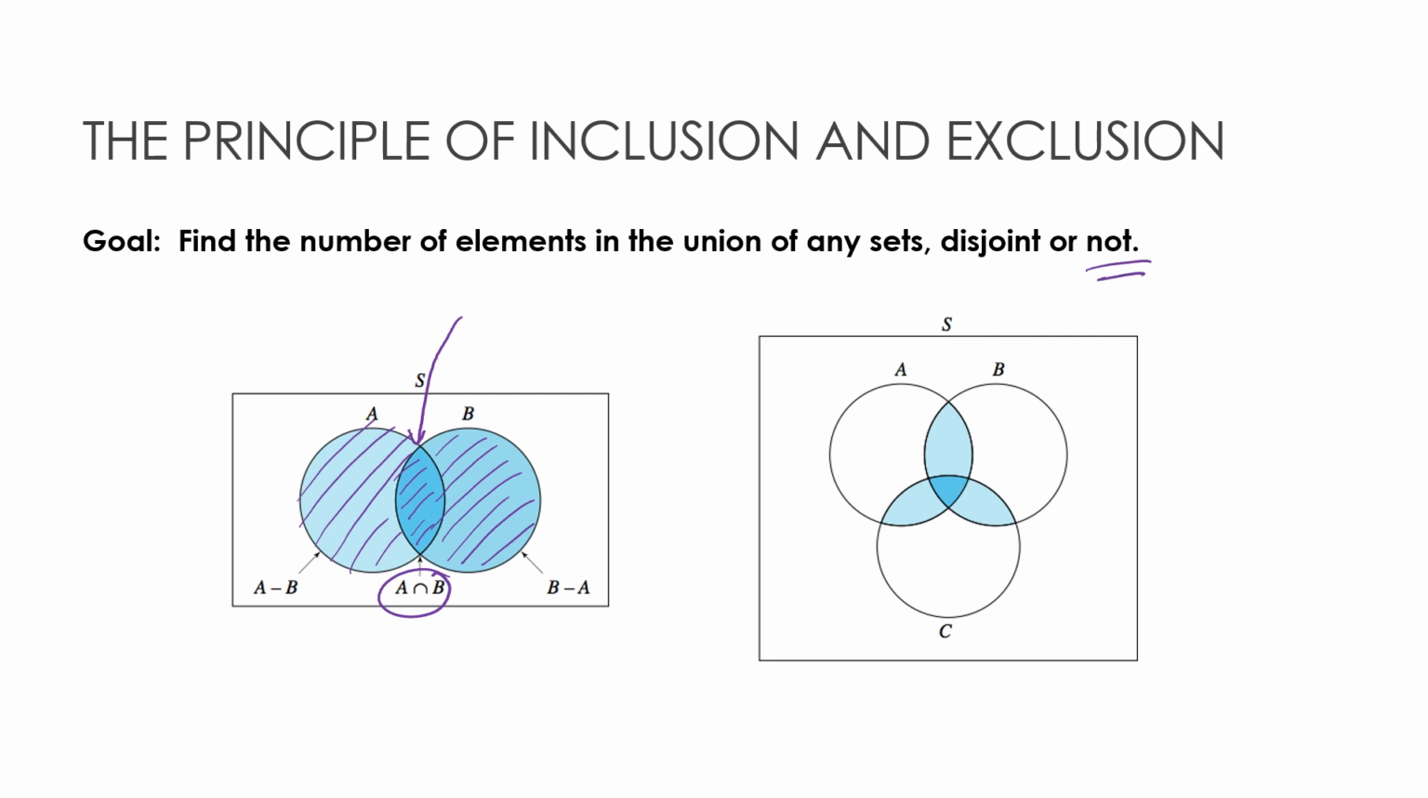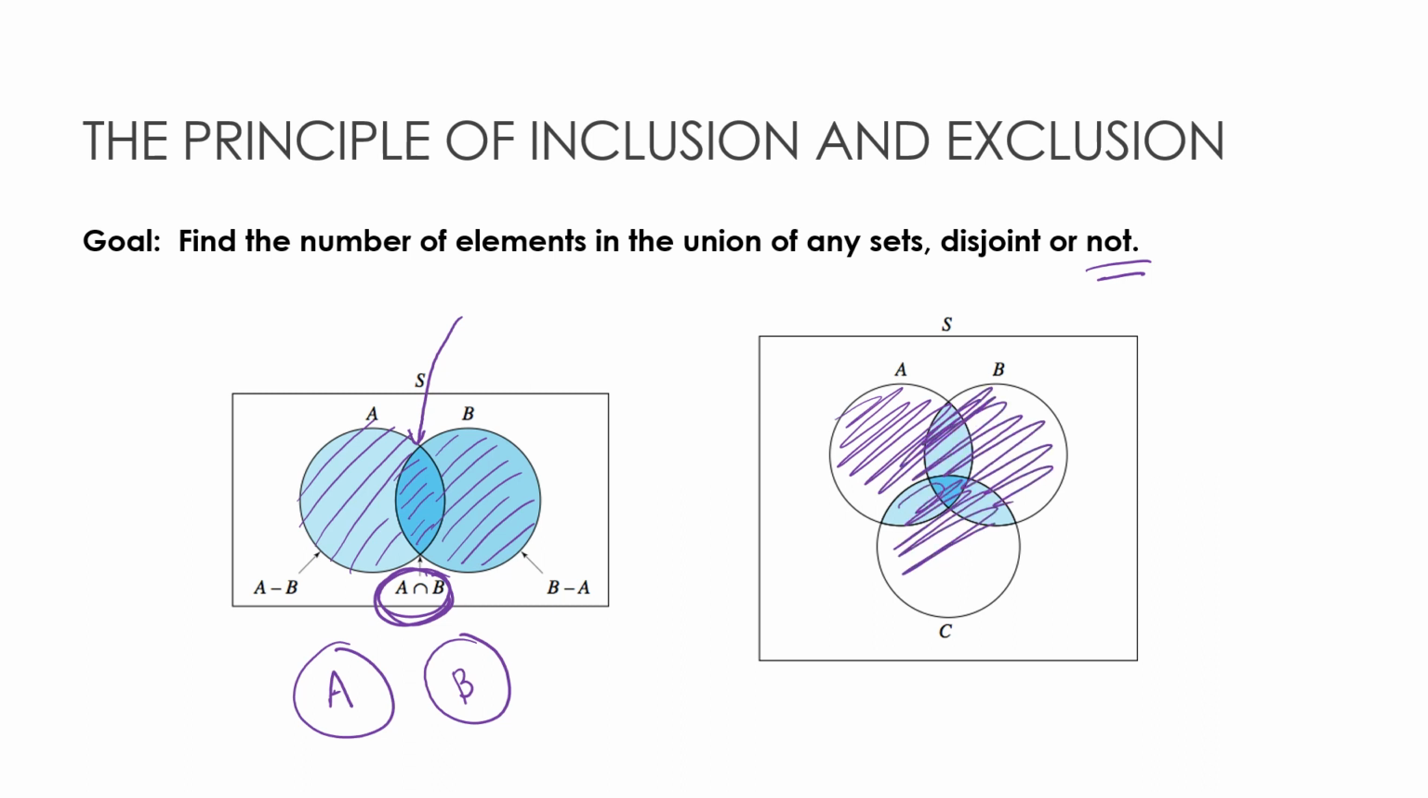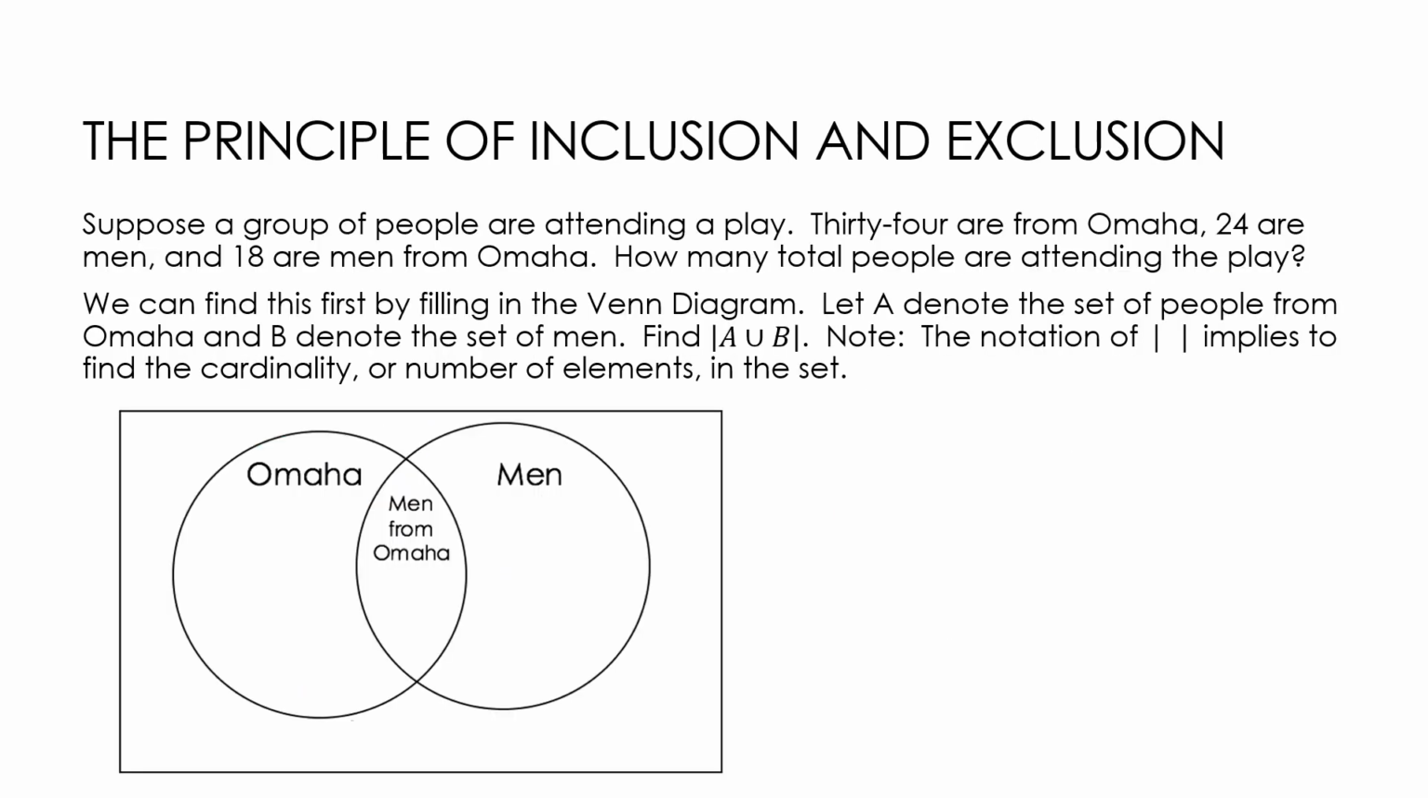If they were disjoint, we would be looking at two circles that were not connected. And that would be really easy to find the number of elements because we would just take whatever's in A and whatever's in B and add them together. So the fact that we have an intersection here makes it a little bit more complicated. If we have three sets, A, B, and C, again, we would be looking at the entire region of any elements that fell into A, B, or C. So let's take a look at a fairly straightforward and simple example.